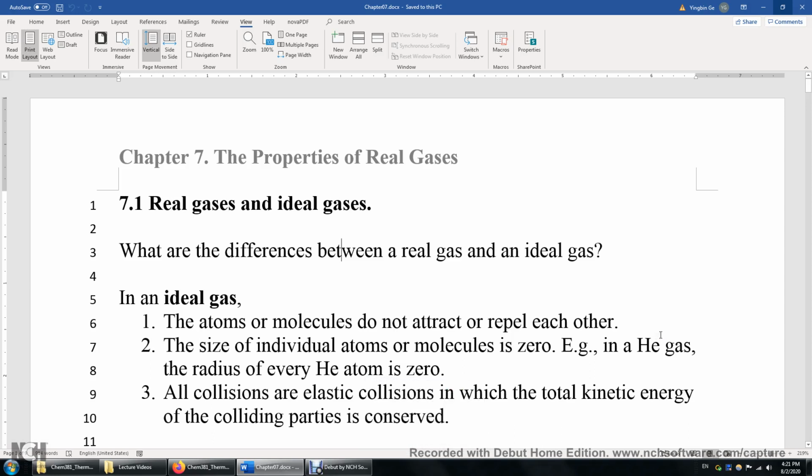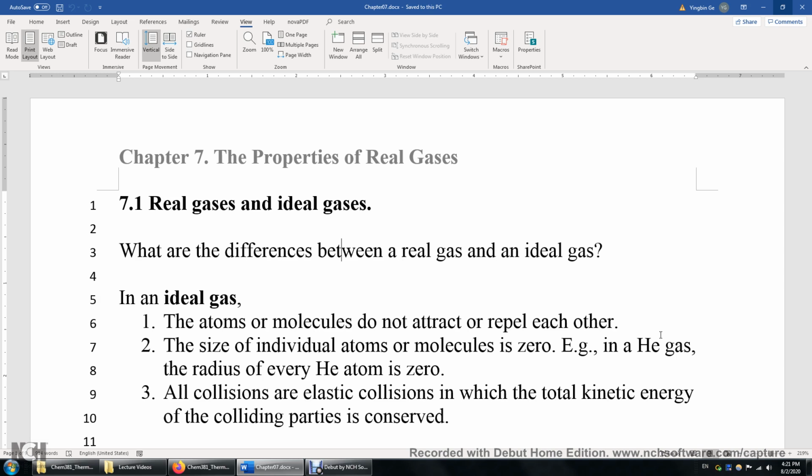This is Physical Chemistry, Part 1, Thermodynamics, Chapter 7, The Properties of Real Gases, Section 7.1, Real Gases and Ideal Gases. First, what are the differences? In an ideal gas, the atoms or molecules do not attract or repel each other. In an ideal gas, the size of individual atoms or molecules is zero. We are assuming the radius of every single atom is exactly zero.